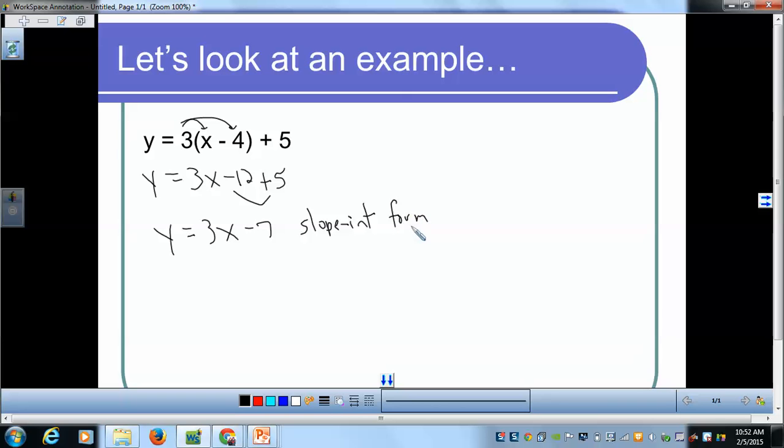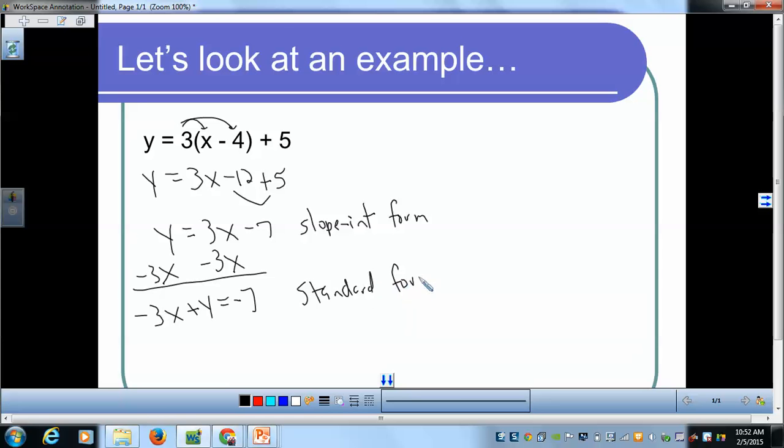Now, to get to standard form, what we know is that the x term and the y term are on the same side. So what I need to do is move my x term to the left. So I'm going to subtract 3x on both sides. That's going to be negative 3x plus y equals negative 7. And this is standard form.